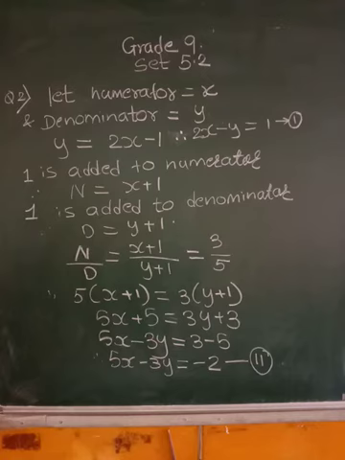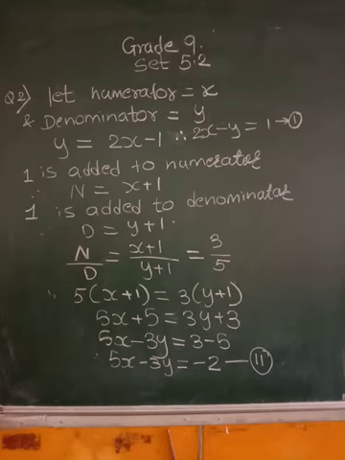I am reading it. The denominator of a fraction is 1 less than twice its numerator. If 1 is added to numerator and denominator respectively, the ratio of numerator and denominator is 3:5. Find the fraction. So this is the question according to which I have solved.